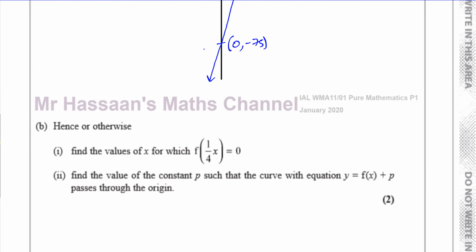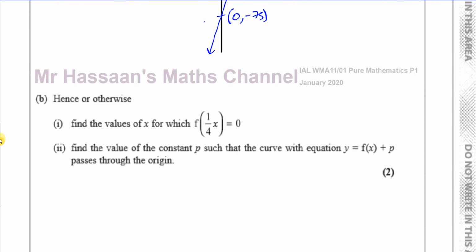Now it says, hence or otherwise, find the values of x for which f(x) equals 0. Okay, so I'm going to show you in both ways. I'm going to show you the way that uses hence, meaning using your sketch, and I'm also going to show you another way that uses an algebraic method.